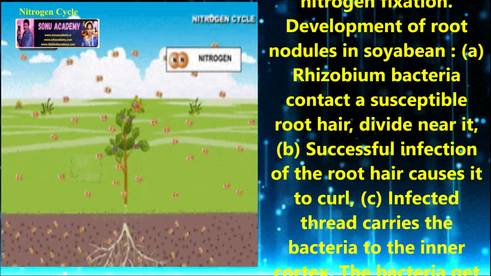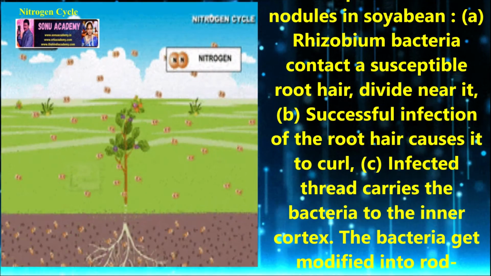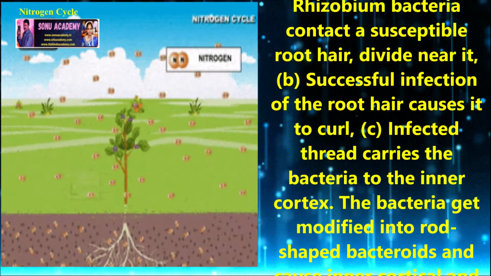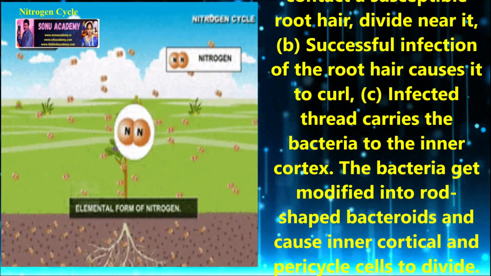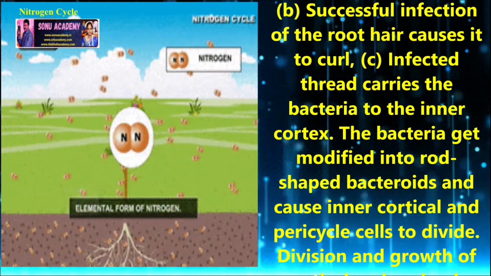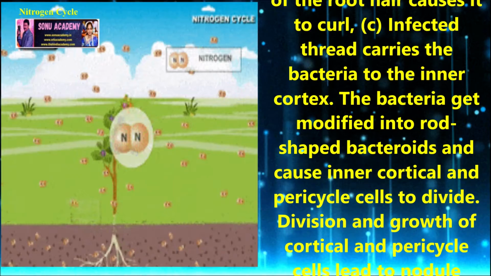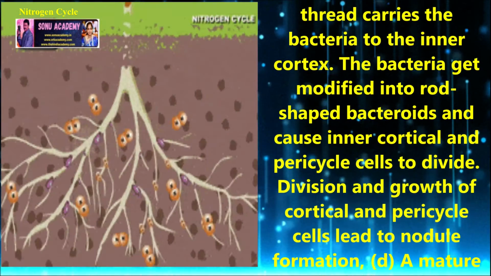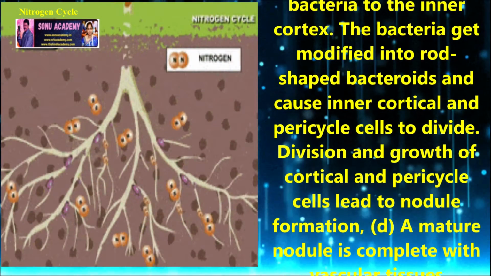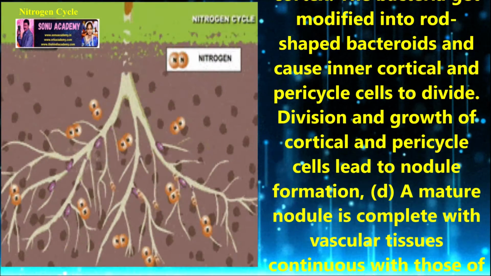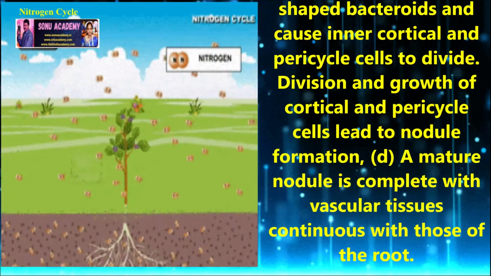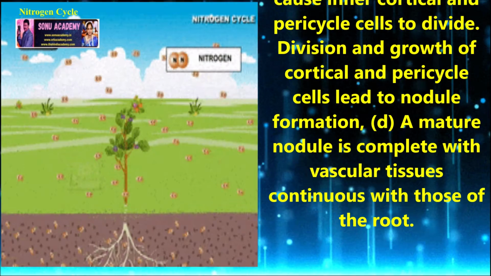In picture A, rhizobium bacteria contact a susceptible root hair and divide near it. In picture B, successful infection of the root hair causes it to curl. In picture C, an infection thread carries the bacteria to the inner cortex. The bacteria get modified into rod-shaped bacteroids and cause inner cortical and pericycle cells to divide.